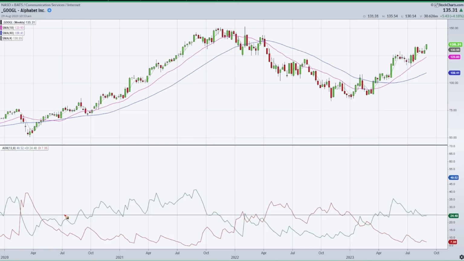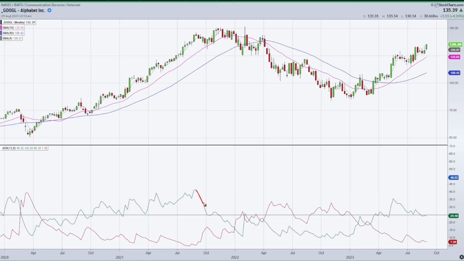So we want to keep an eye on the 25 line. We want to keep an eye on the level of the DI line that's on top, because when green is on top, that means the buyers are in control and we're in an uptrend. And as long as these lines are separating, the blue line is going to continue to rise.